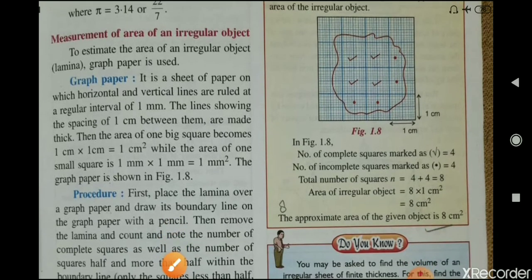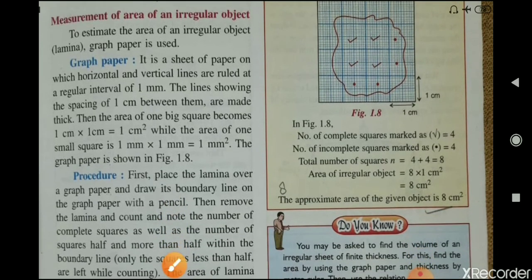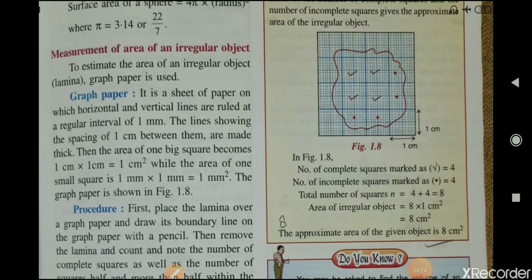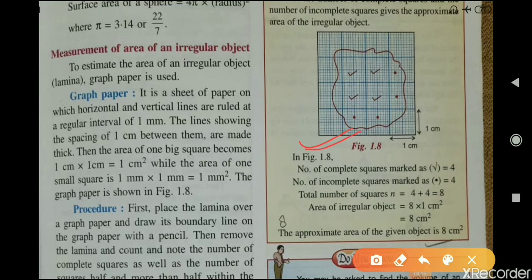But if we know the formulas for regular objects and we want to find the area of an irregular object, how can we find it? By using a graph paper, we can find the area of an irregular object. In this method, we need to take a graph paper. As you can see here, this is a graph paper.